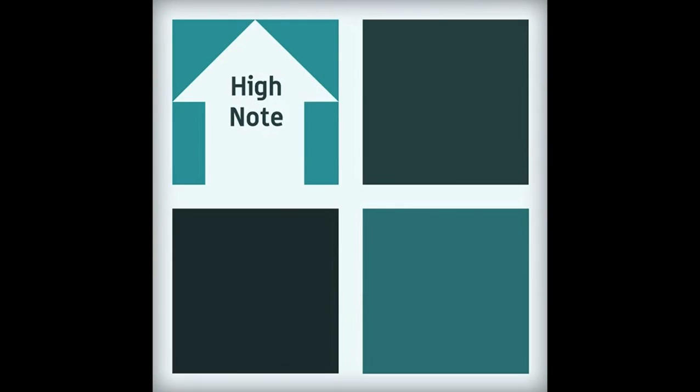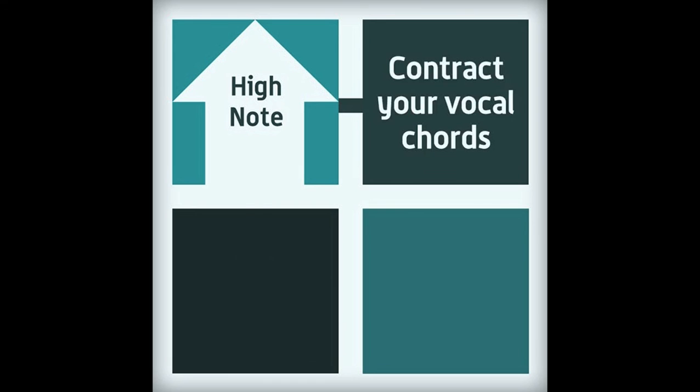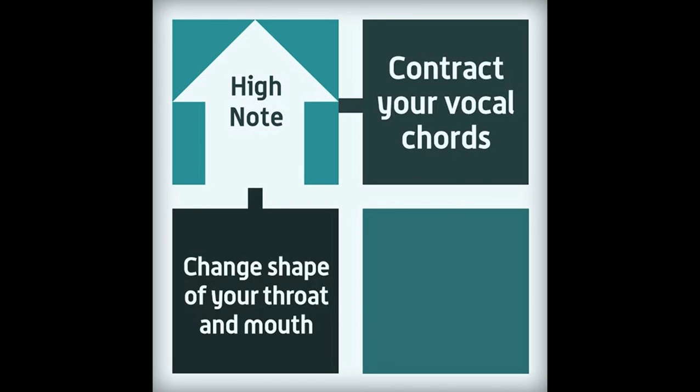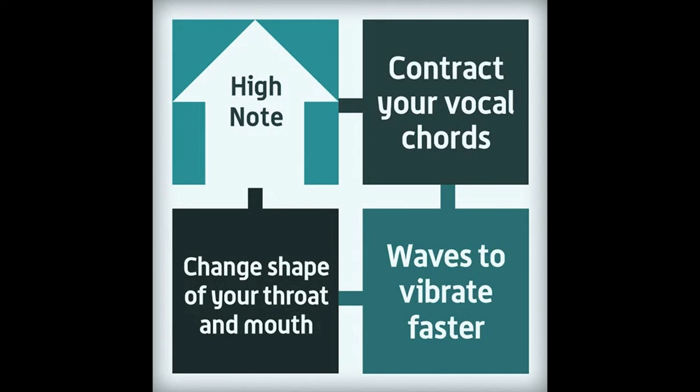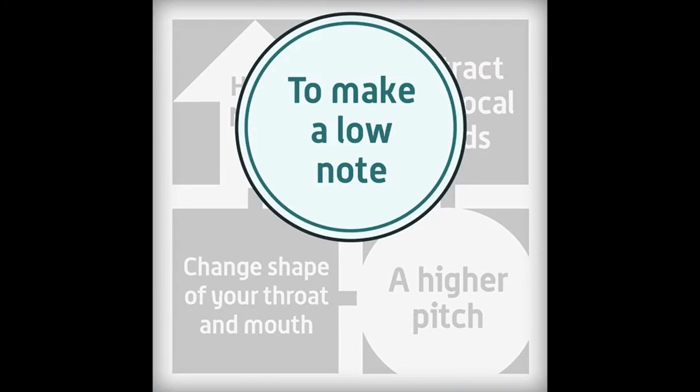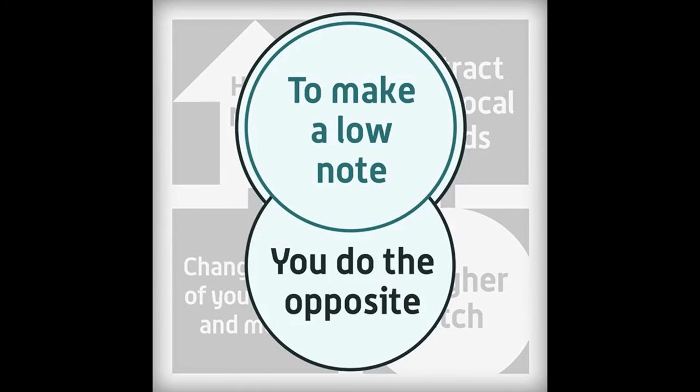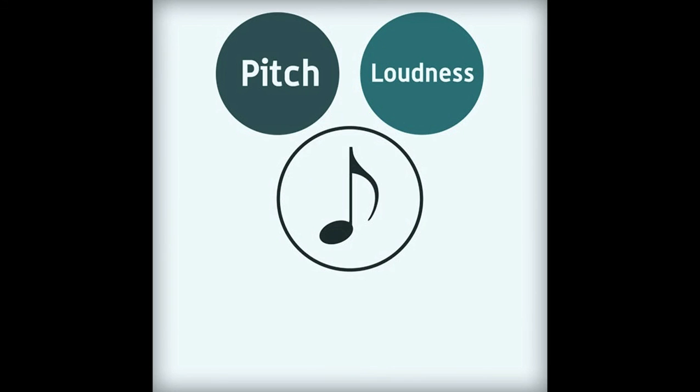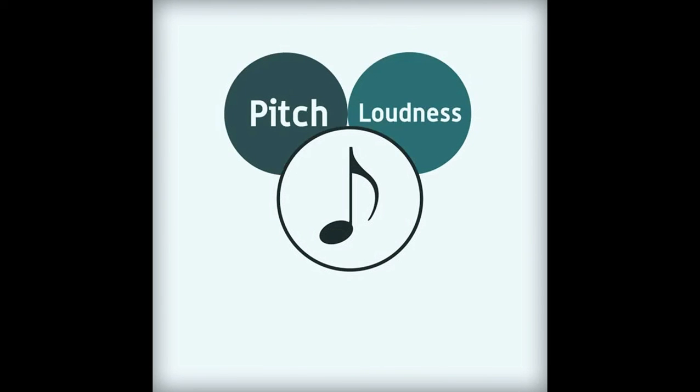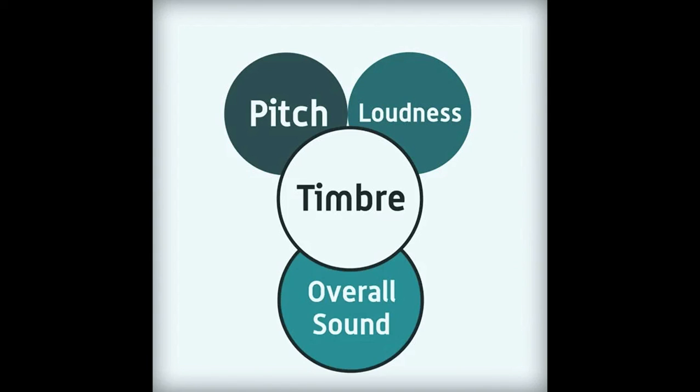To make a high note, you contract your vocal cords and change the shape of your throat and mouth, causing the waves to vibrate faster, giving a higher pitch. To make a low note, you do the opposite. The exact way that pitch and loudness combine on every note is a big part of the timbre, or overall sound, of an instrument or voice.